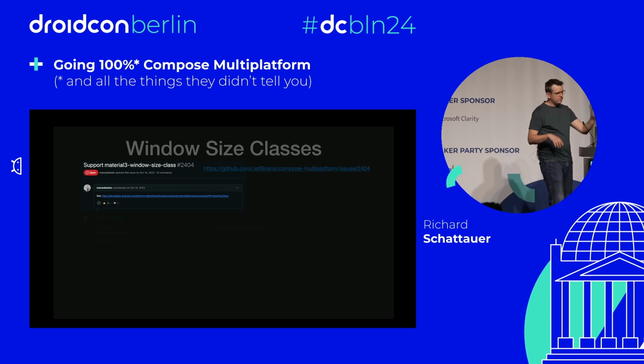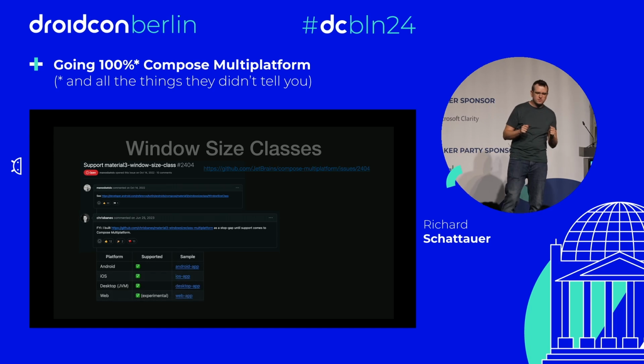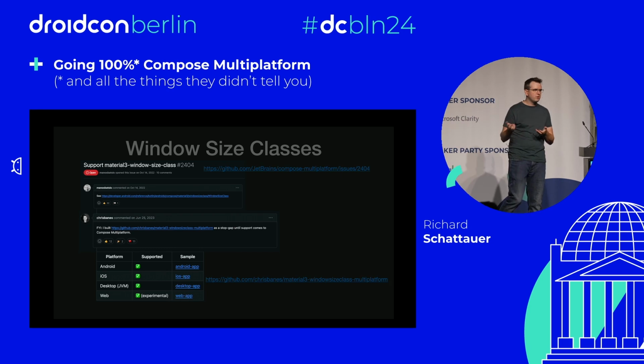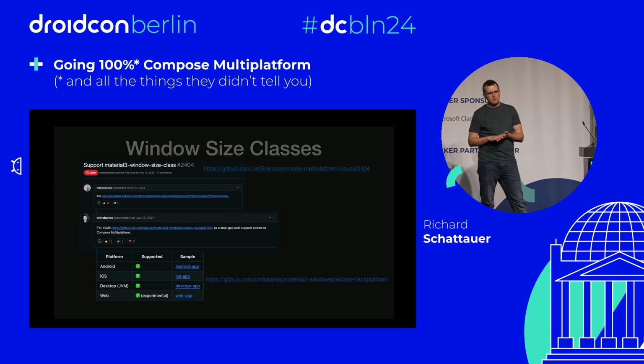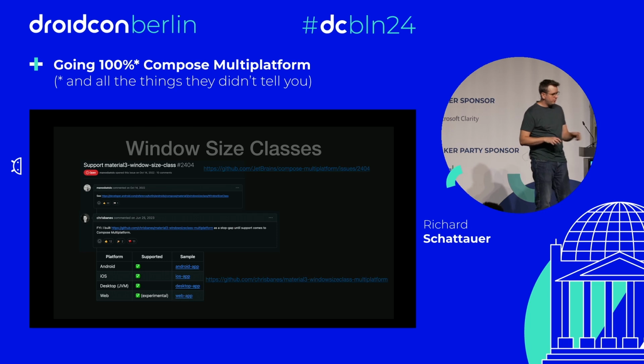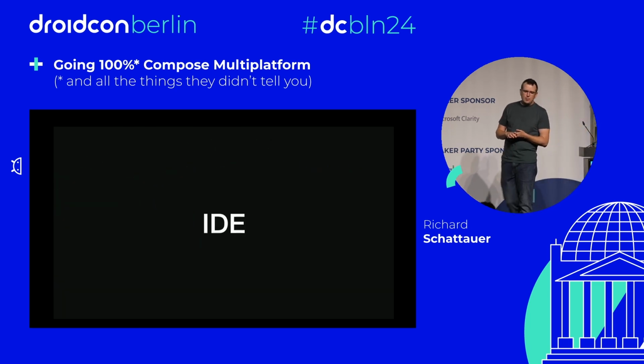But Chris Banes came to our rescue and said, hold my beer, I got this. And he made a library and copied the Material 3 window size classes and made it work for multiplatform. And also it has WASM experimental support. So yeah, shout out to Chris, being awesome.